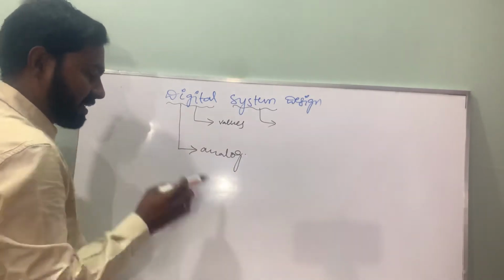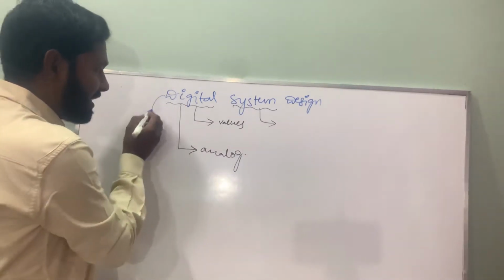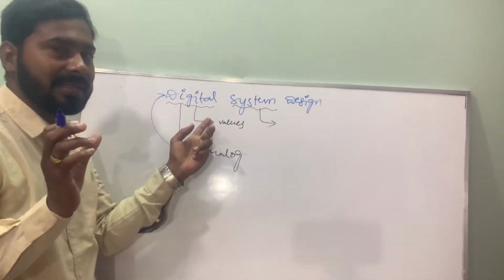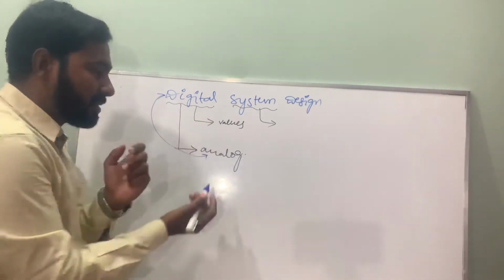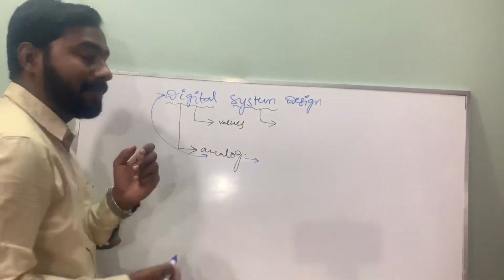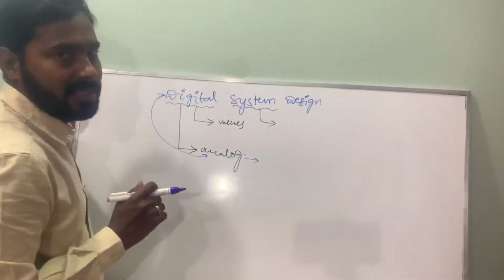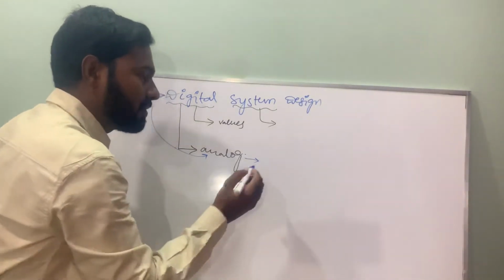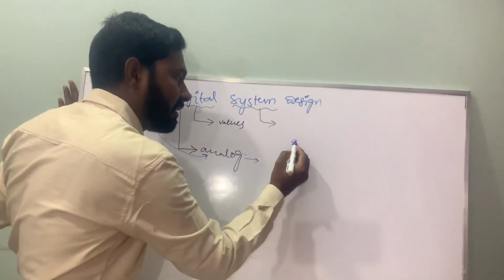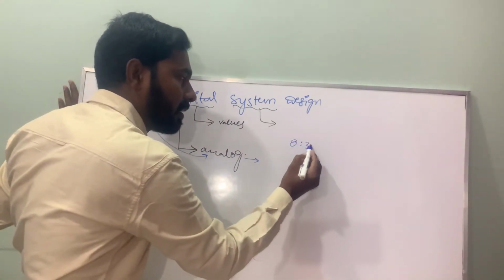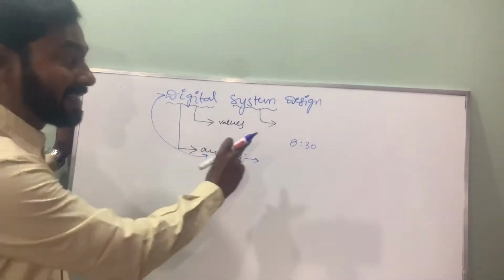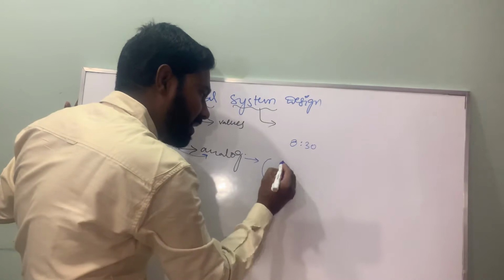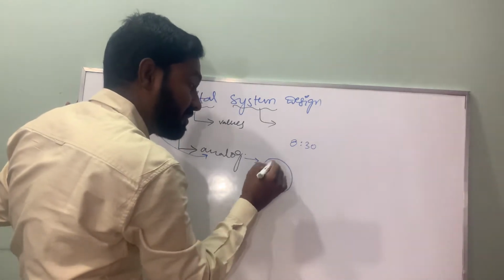So what is the difference between digital and analog? Digital specifies the particular values, the exact quantities of values. Analog doesn't. For example, take watches: digital watches and analog watches. In a digital watch, suppose the time is 8:30, it shows exact values, 8:30. In an analog watch, it doesn't specify the values.